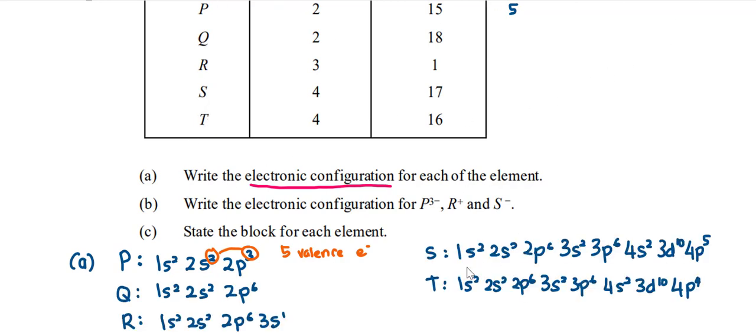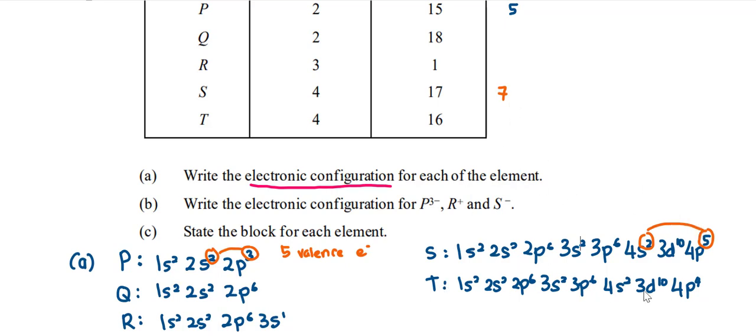Okay, for S and T, since group 17, kita tahu dia ada 7 valence electron. So untuk S, okay, 4s2, 3d10, 4p5. Okay, sebab group 17 dia adalah P block. So dekat sini, dia punya valence shell adalah 4s2, 4p5. So sini ada 2 elektron, sini ada 5 elektron, 2 campur 5 dapat 7 valence elektron.